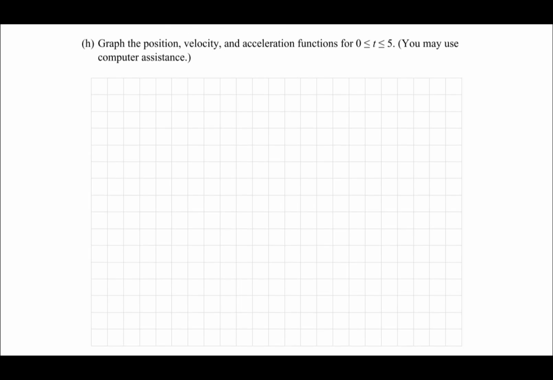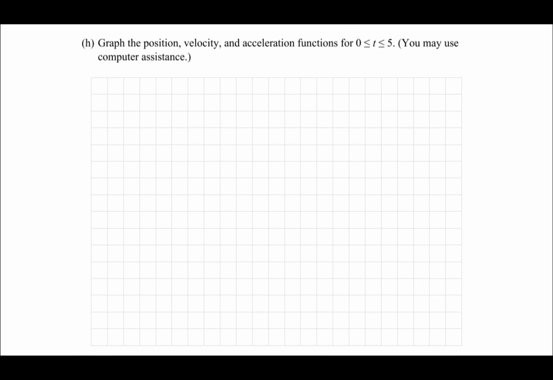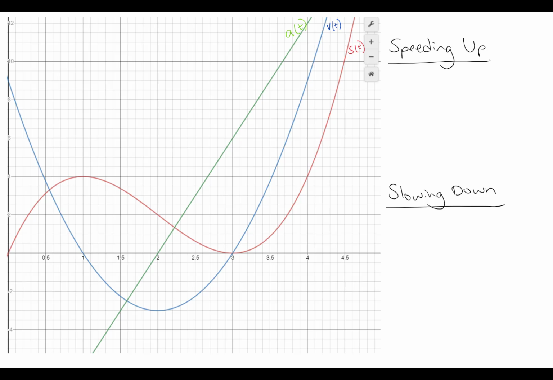Now to discuss parts H and I, we're going to go ahead and switch over and use Desmos to help us out here. We are now asked to use the graph to help us figure out when our particle is speeding up and when it is slowing down. This is different than what we looked at earlier regarding moving forwards and moving backwards. But it is similar in that we do still need to look at where things are positive and where they are negative. So we have our three graphs here from 0 to 5.